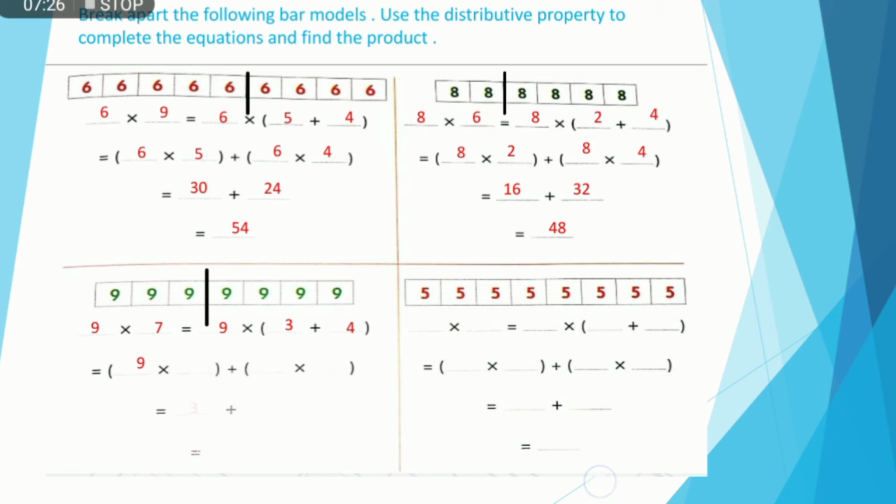Distribution: 9 times 3 once and 9 times 4. Look at me now, 9 times 3 equals? Yes, right, excellent, 27. 9 times 4 equals 36. How can I add these?